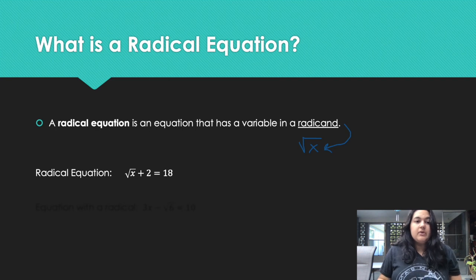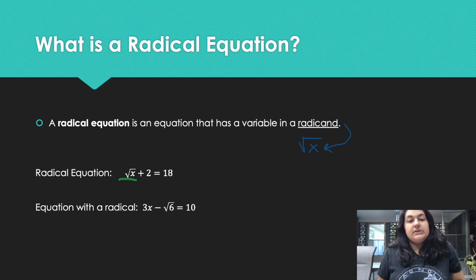So here's our example. We have the square root of x plus 2 is equal to 18, okay? And that is because we're going to be solving for x, and since x is in the radical, that is what makes this a radical equation. An equation with a radical is going to be when there is a number in the radicand, okay? If it's just a number and there's no variable, it's an equation with a radical. So here's your example for that. You have x over there, perfectly good x, and then you have your irrational number over there.